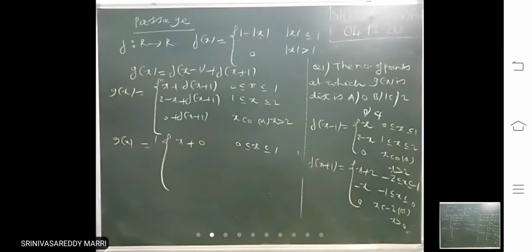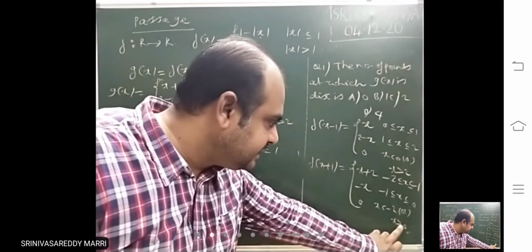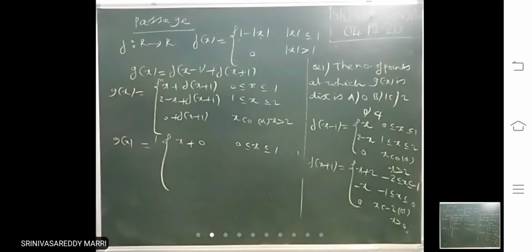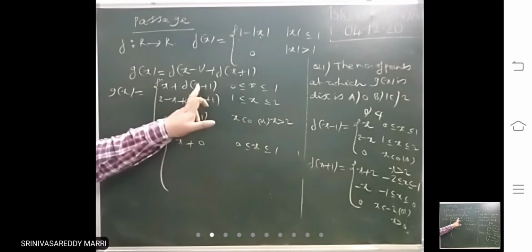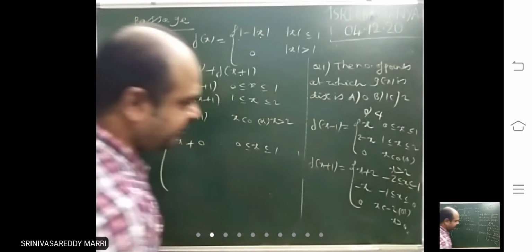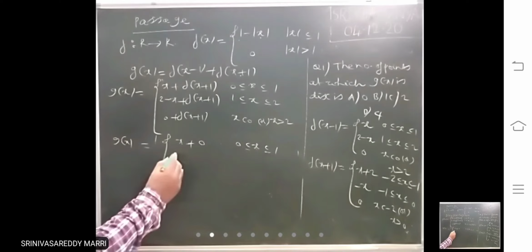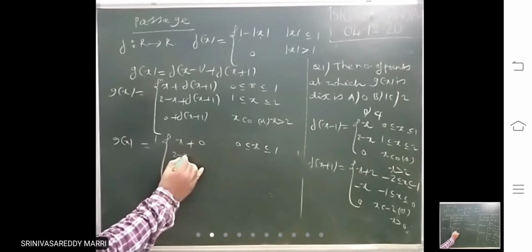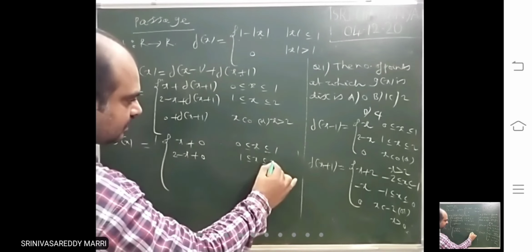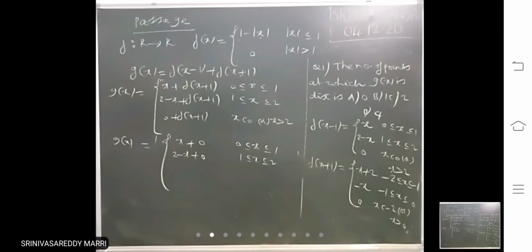0 to 1, it is 0. Look at open 0 to 1, and at 0 also its value is 0 only. Minus x, 0 to 1, its definition is 0. So next, 1 to 2, look at 1 to 2. 1 to 2 means what? It is also 0. That means 1 to 2, it is also 0.